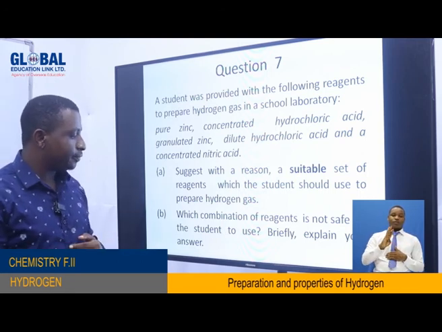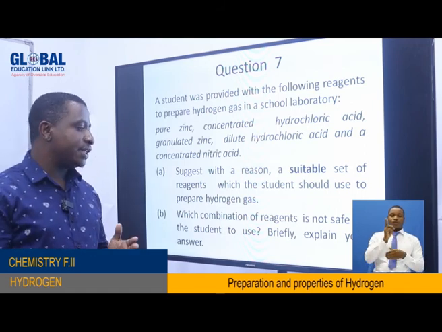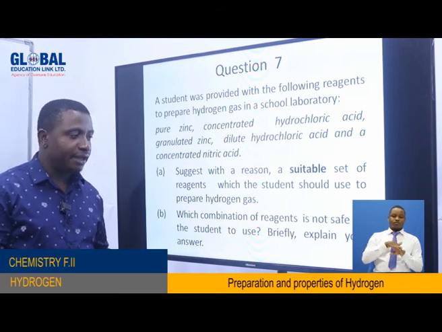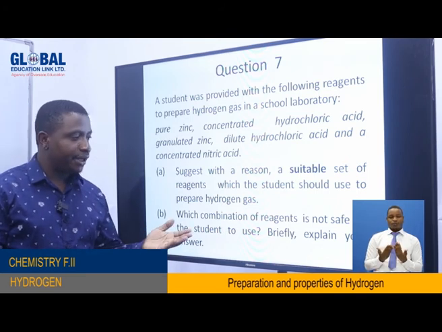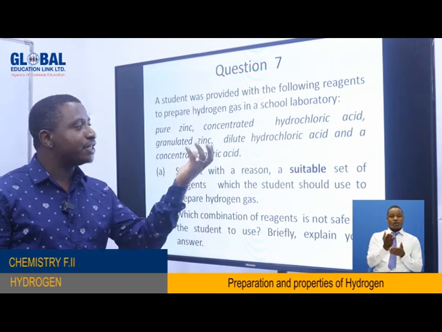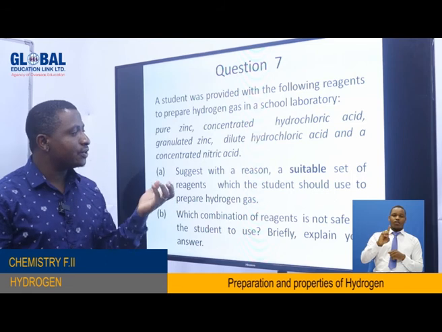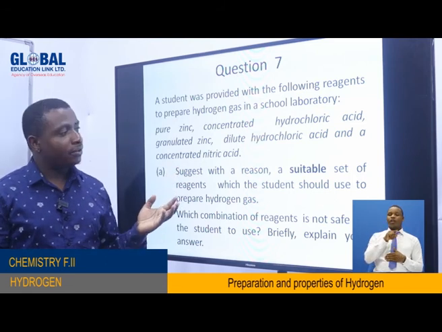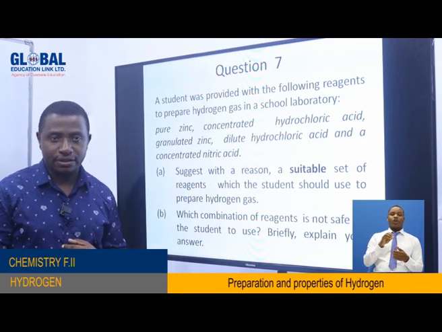B. Which combination of reagents is not safe for the student to use? Briefly explain your answer. Dear students, you can see here there are some concentrated acids. You have concentrated hydrochloric acid. You also have concentrated nitric acids. Most of these acids are corrosive and the others are strong oxidizing agents.